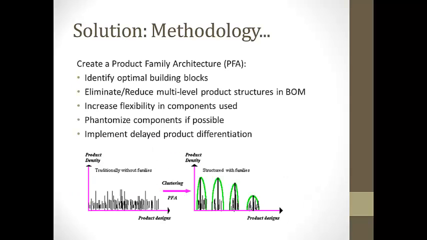Another methodology focuses on creating a product family architecture, and the first step in this is identifying optimal building blocks. This is very apparent looking at the illustration below. So if customer orders are coming in independently, it's going to be very hard to retrieve them, very hard to manufacture them on an independent basis.